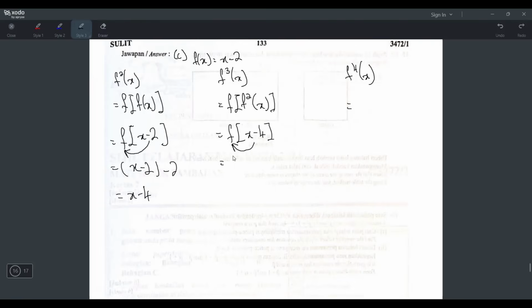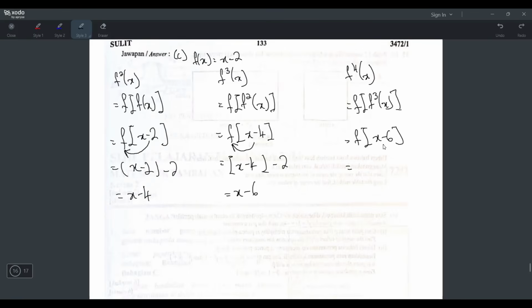So your fx is x minus 2, but your fx's x has to be changed to x minus 4. So you get x minus 6. Last one, f4x. I will do f and then big bracket f3x because I already have the f3x from my last working. Of course, some students want to do f2 also can, same thing. Okay, but I will do it like that, f and then big bracket f3x. Answer, I already did it, x minus 6.